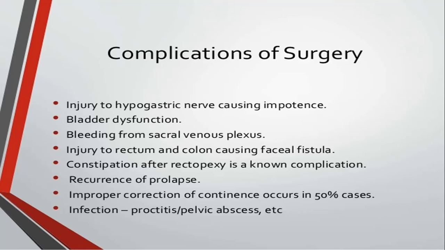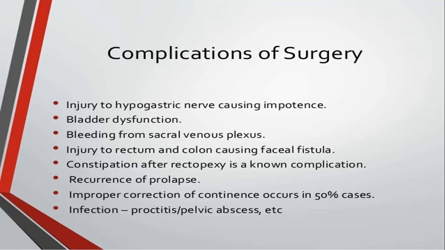What are the complications of surgery? It can injure the hypogastric nerve. If you are doing the abdominal surgery, there are more chances to damage the hypogastric nerve, and it causes impotence and bladder dysfunction. Bleeding from the sacrum: if you are mobilizing the rectum and fixing it to the sacral area, there are the sacral venous plexuses which can cause bleeding.